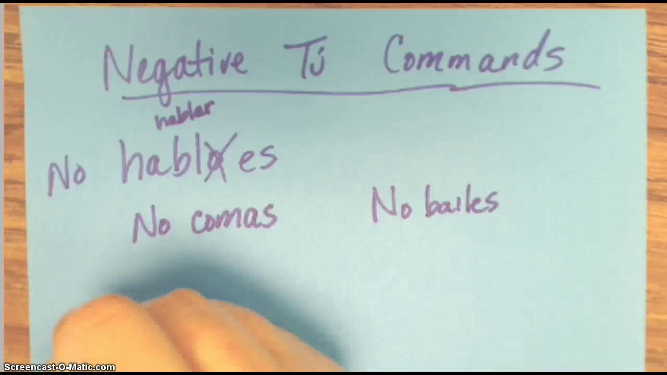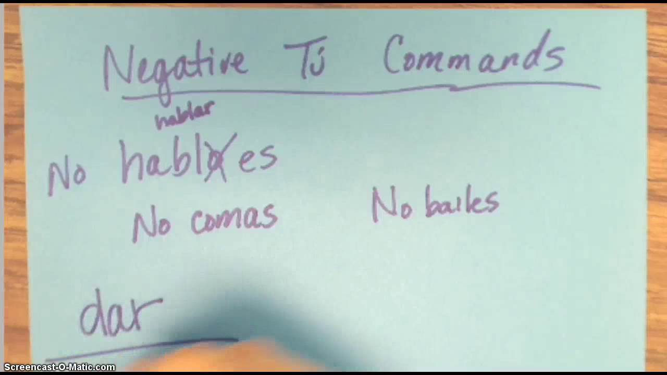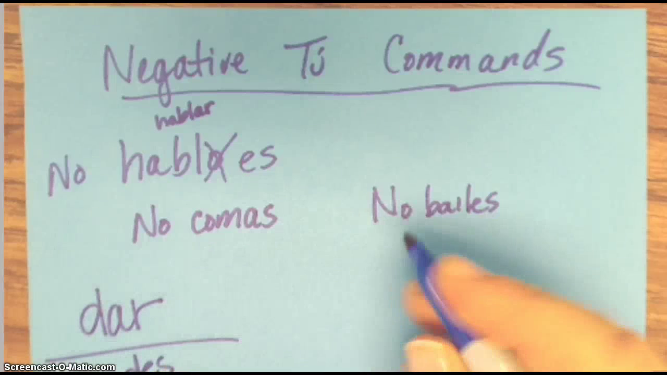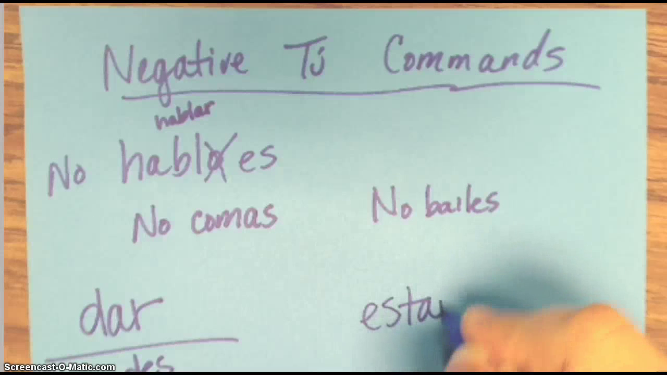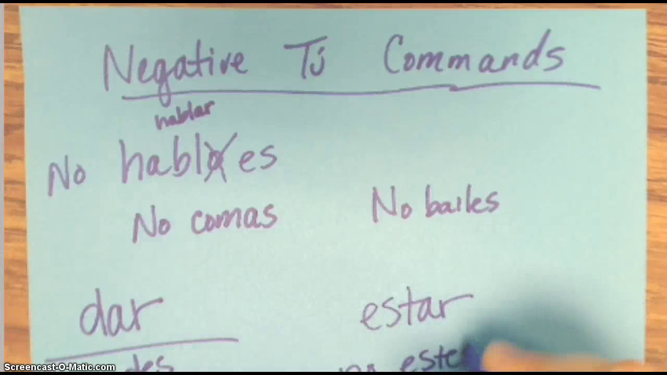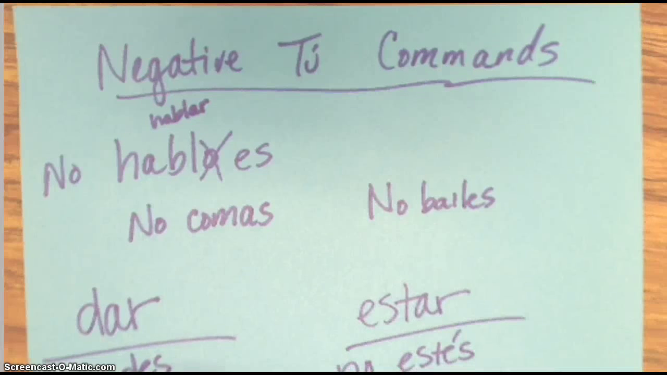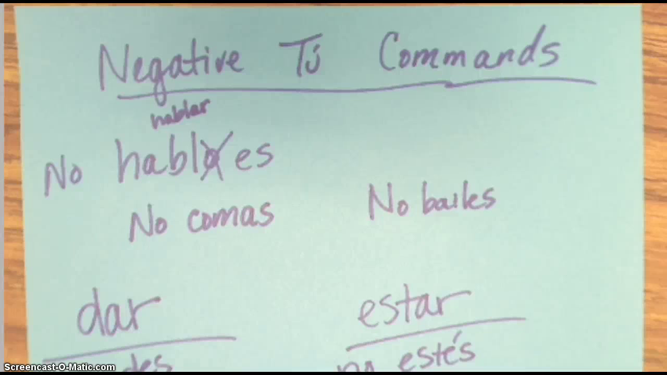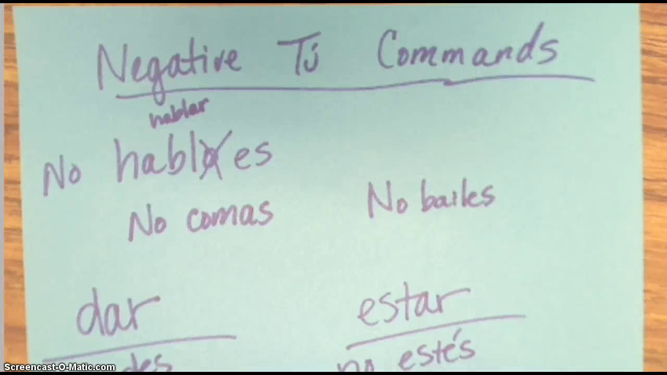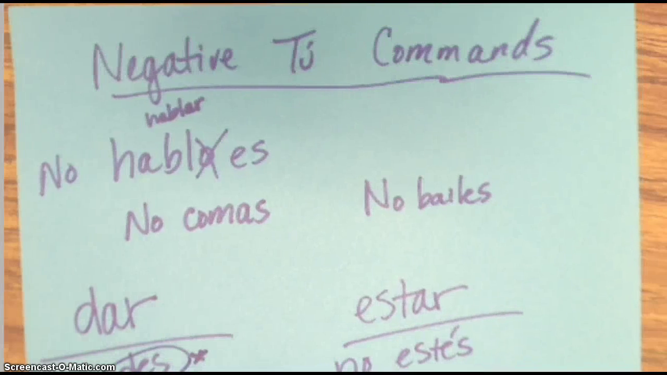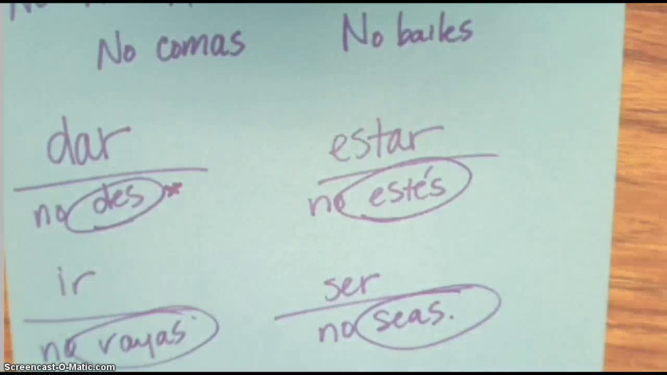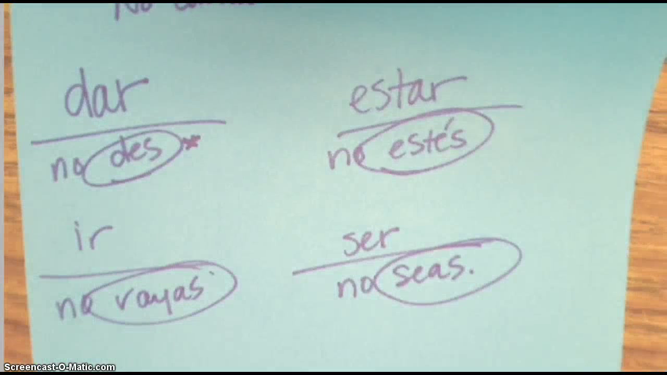Okay, there's a couple of irregulars, not that many. Here they are. You've got dar is going to be no des. Estar, no estés. Ir, no vayas. And ser, no seas. These are exactly the same way that you're going to find these in the tú form subjunctive. So these should look familiar to you. Oops. There you go. Sorry about that. So these should look familiar to you, okay? Keep that in mind. It's really not that much of a surprise here.